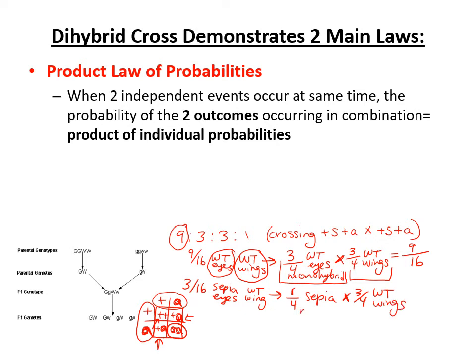So by going monohybrid and monohybrid probabilities, you multiply them together, what do you get? 1 times 3 is 3. 4 times 4 is 16. 3/16 are sepia wild type. So you didn't have to do the big, scary dihybrid Punnett square. All you have to do is multiply the individual probabilities trait by trait.